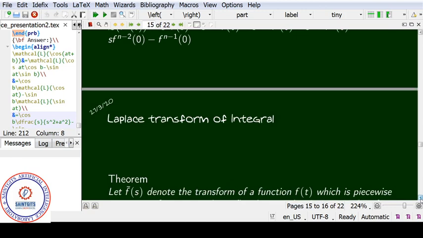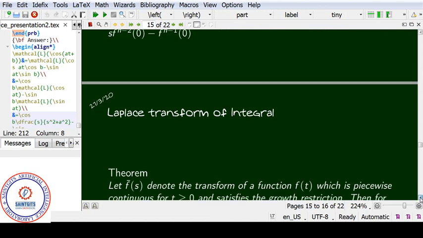The second idea is Laplace transform of integral. We know that integration is the reverse process of differentiation. We expect the same thing in the Laplace transform also. If we take the Laplace transform of derivative, it is transformed into multiplication by s. Then we think like this: if Laplace transform the reverse operation of differentiation, then we get the reverse operation in the transform domain. Or in simple words, Laplace transform of integral is equal to division by s. We simply divide the Laplace transform by s.